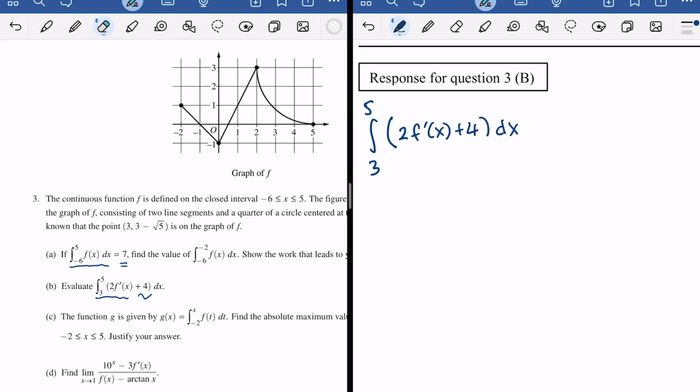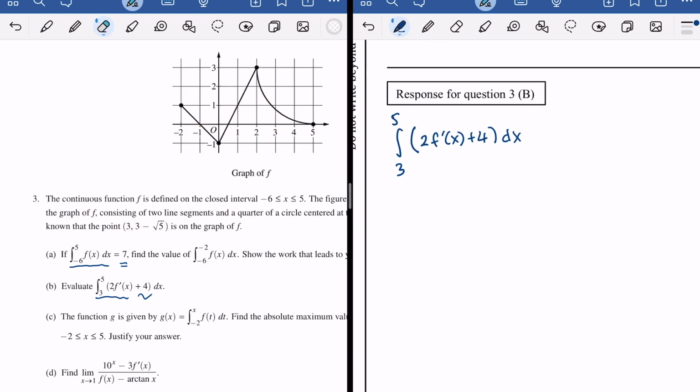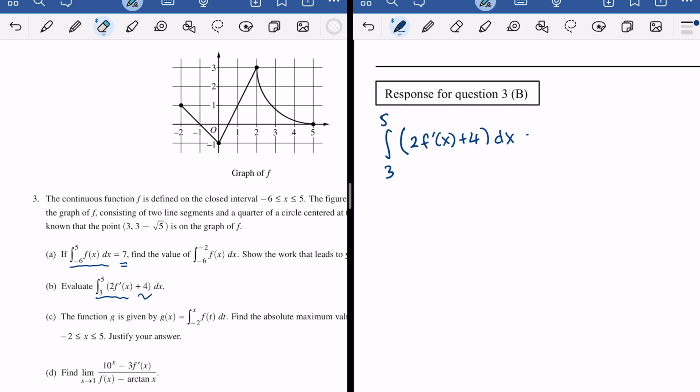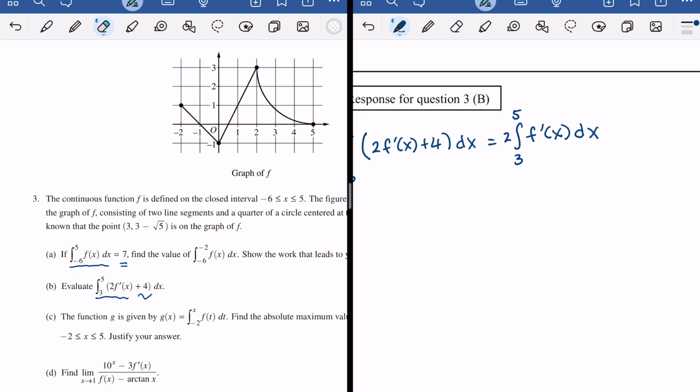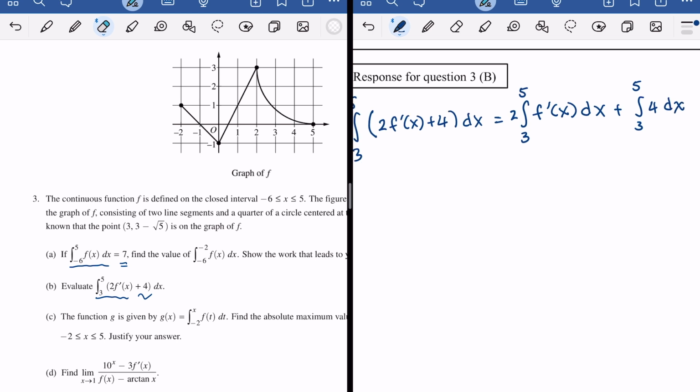Part B is asking for this antiderivative. Again, we can apply the properties of integrals by separating this. This is the antiderivative from 3 to 5 of 2 times f prime of x dx. You are allowed to put a constant multiplier outside the integral symbol, and then plus the antiderivative from 3 to 5 of 4 dx. Again, put it outside or inside really doesn't matter. We're going to integrate this anyway.